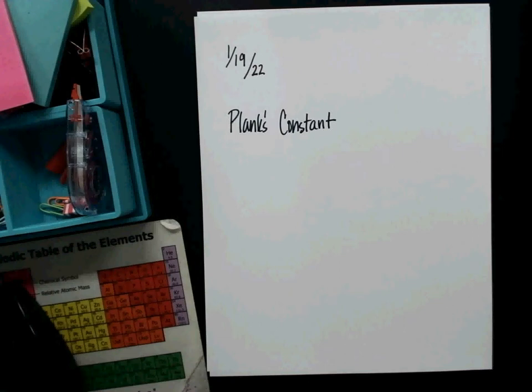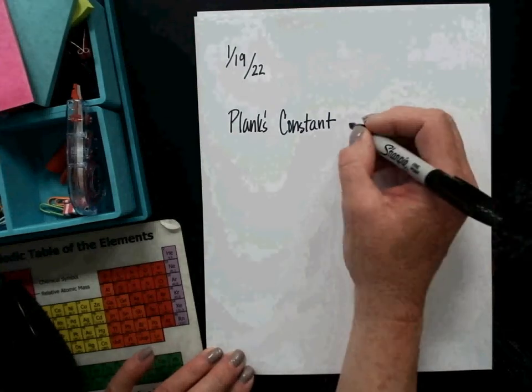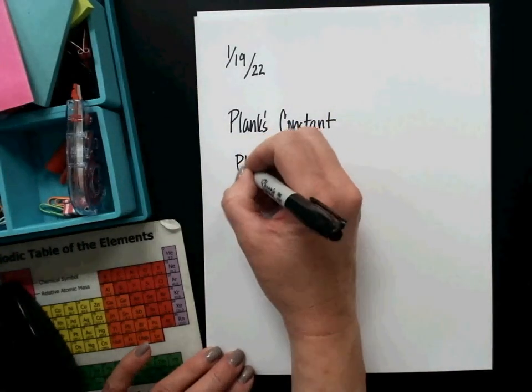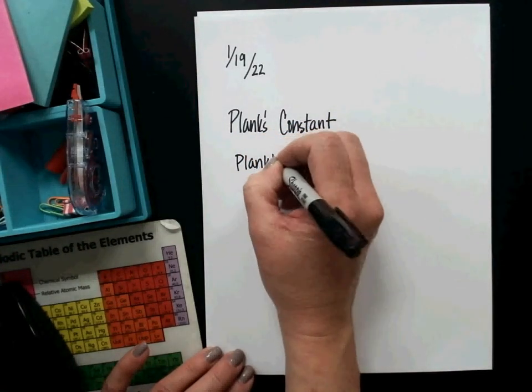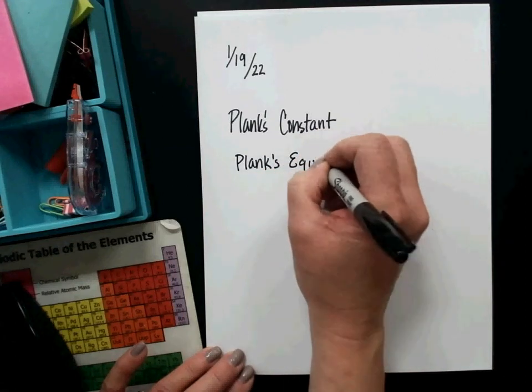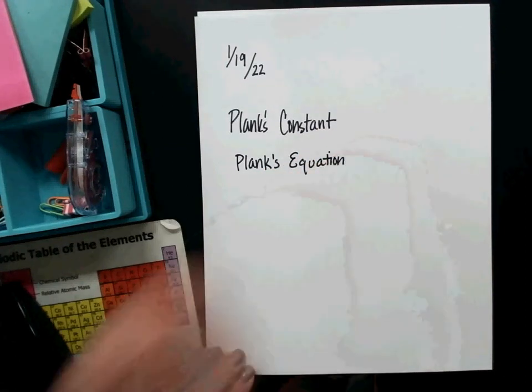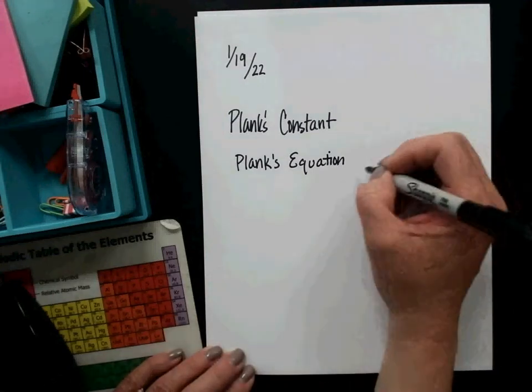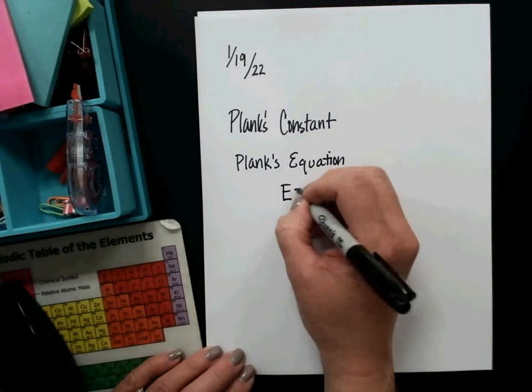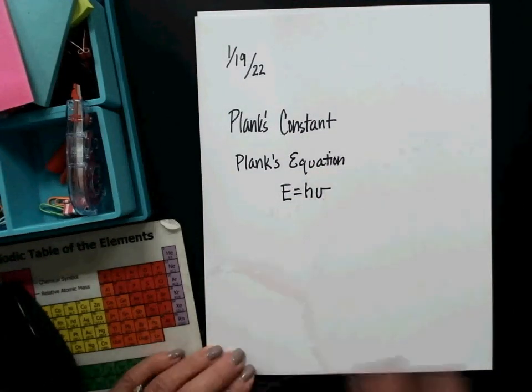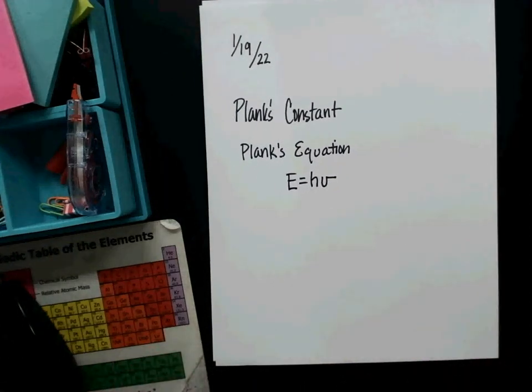Okay, so yesterday, check your note card. I believe we put a formula on it, yes? Yes. All right. We put Planck's constant on there, and we also put Planck's equation, which was our E equals hv. So now really all we need to do is put a couple of examples of problems in your notes.